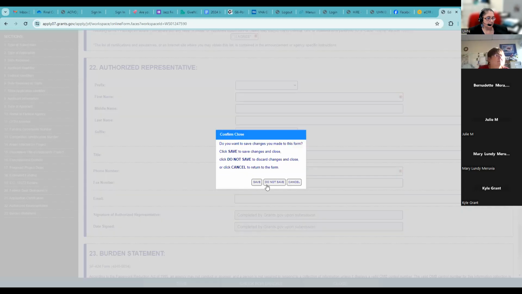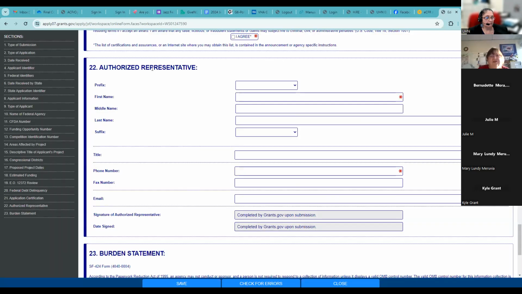An authorized rep is like the president or the chief chairman. Yes, whoever is for your organization, the person that signs off on the grant. That's considered the sign off. Okay, thank you.